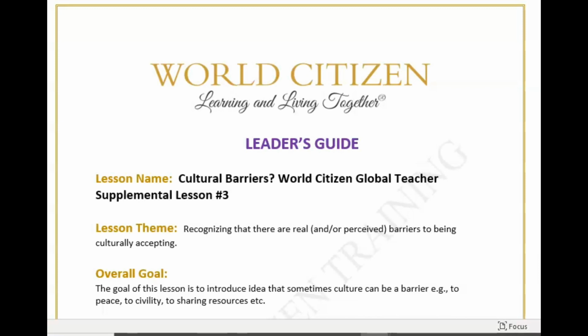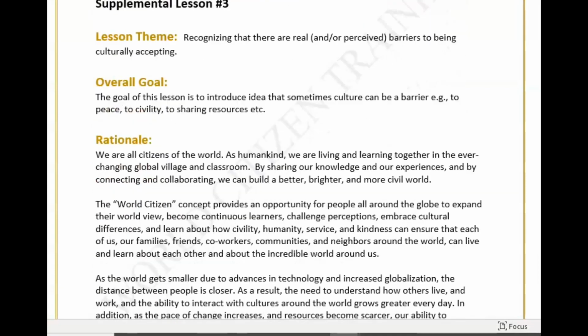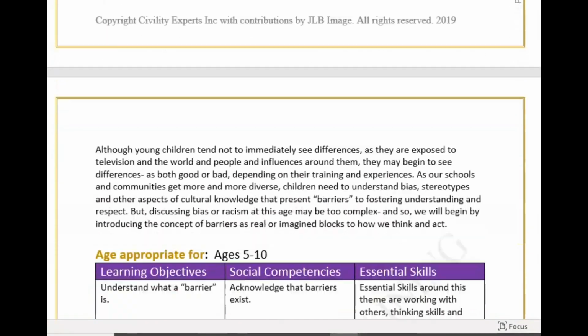And so, this lesson is about cultural barriers, and we want people to understand that there are real and sometimes perceived barriers to being culturally accepting. And sometimes these barriers can inhibit peace or civility or the sharing of resources, getting along with our neighbors, all of those kinds of things. So this lesson is intended for children ages 5 to 10.